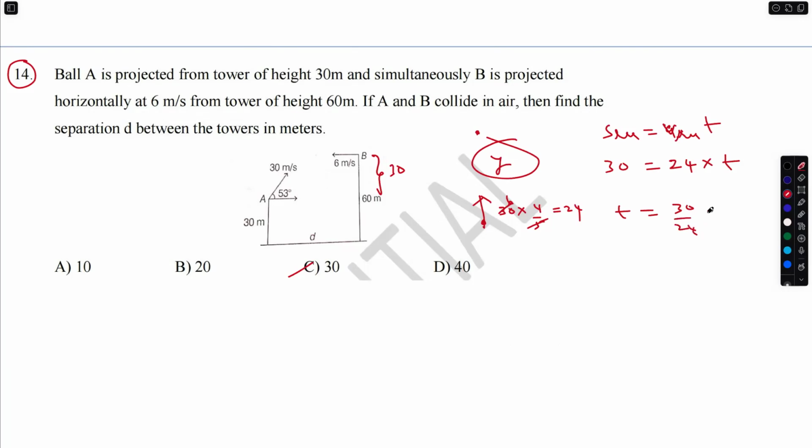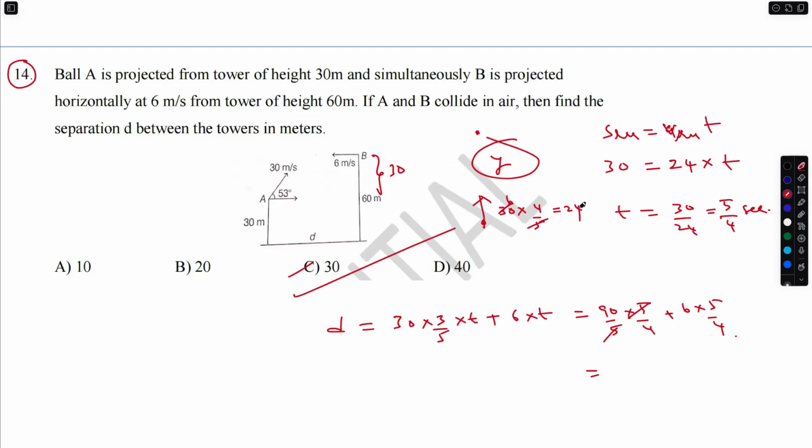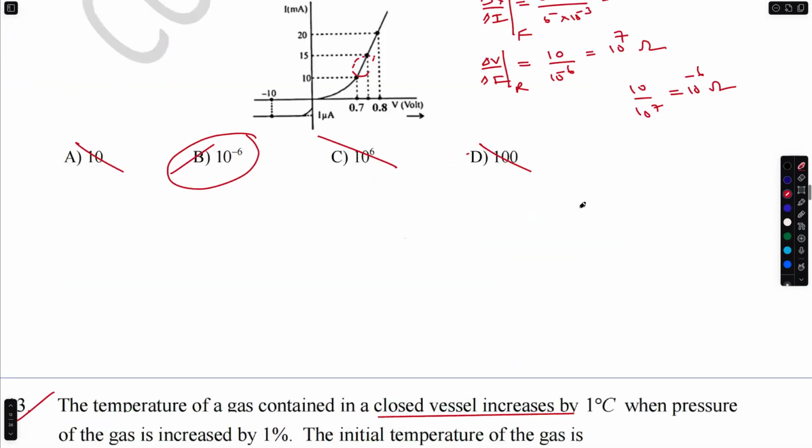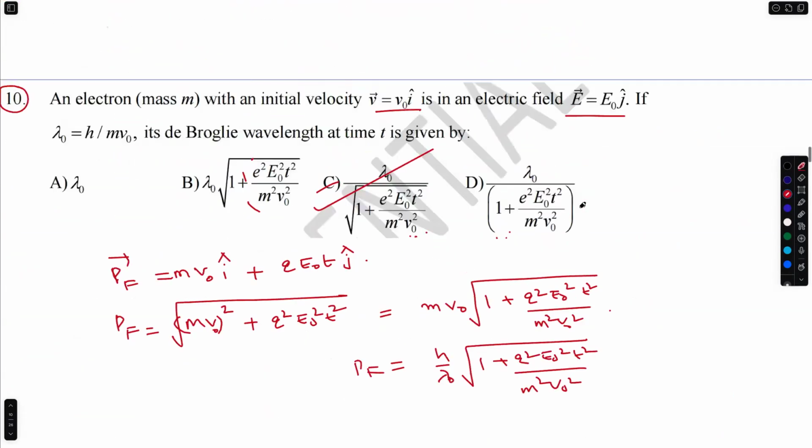Any good numbers? Seconds. Meanwhile, D is nothing but 30 cos 53 into T plus 6T. So this will become 90 by 5 times 5 by 4 plus 6 times 5 by 4. 5 cancel, 90 plus 30, right? 120 by 4, 30 meters. Correct. Done.